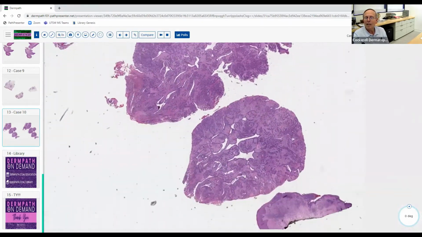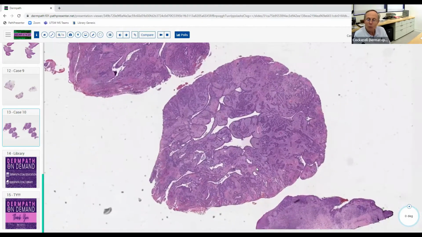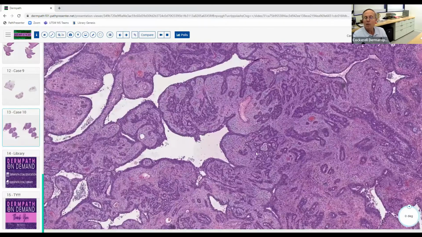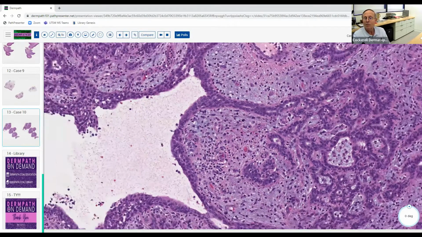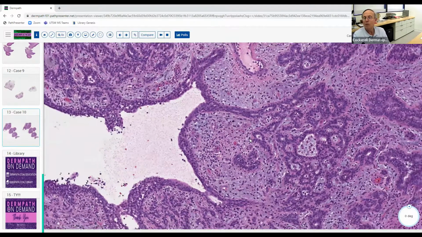It looks a little bit like nipple adenoma, which you see in breast pathology a lot. So it's a little bit similar to that, only this is located down in the groin area. And it's got this myxoid stroma with all these plasma cells in here.